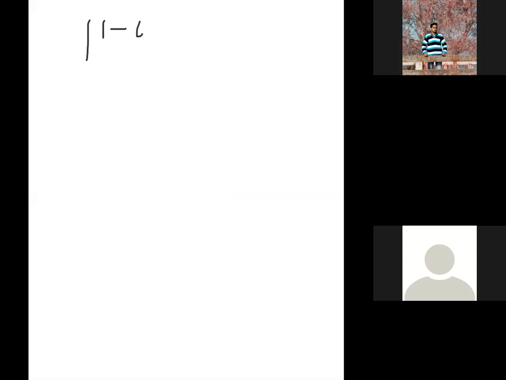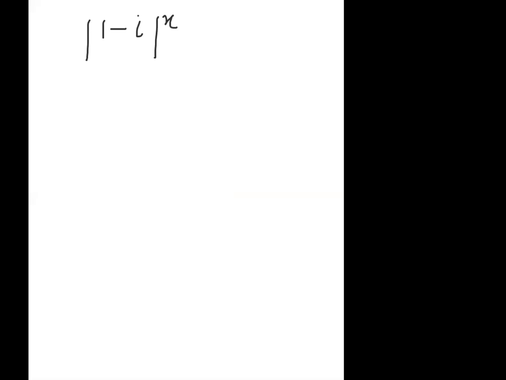Find the number of non-zero integral solutions of the equation mod of (1 minus i) whole to the power x equals 2 raised to the power x. Okay. Once again, I'm writing. Mod of (1 minus i) to the power x is equal to 2 to the power x, right?